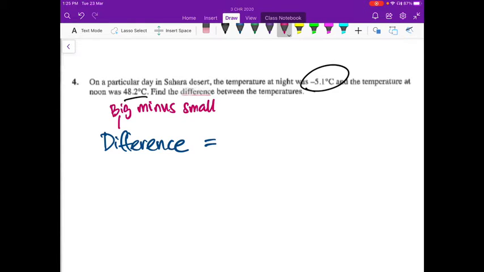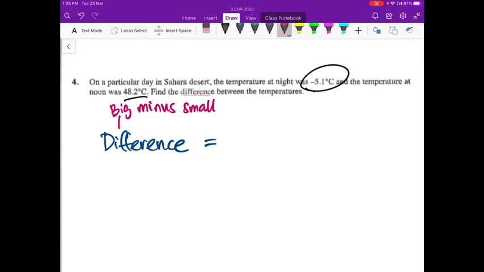This is the same as what I tell my Sec 1 students. I always look for the easiest way for you. I never ever try to make things difficult for you. Because I think the most straightforward way will be the easiest. Less to memorize. As long as you memorize this, difference is big minus small, you can do all the difference questions. I don't care whether it's a negative number, positive number. It doesn't matter. Just big minus small.